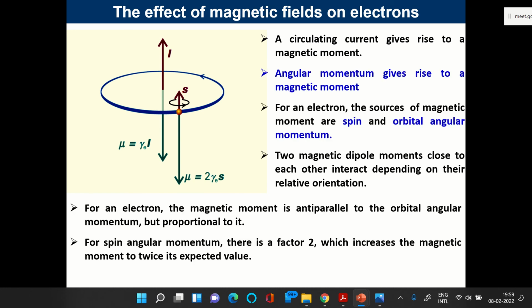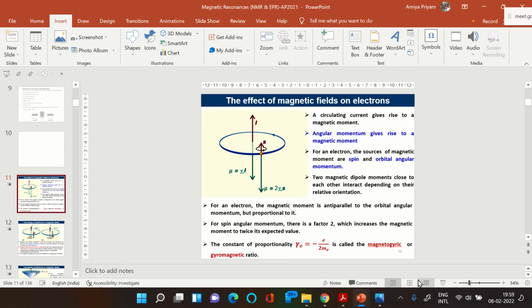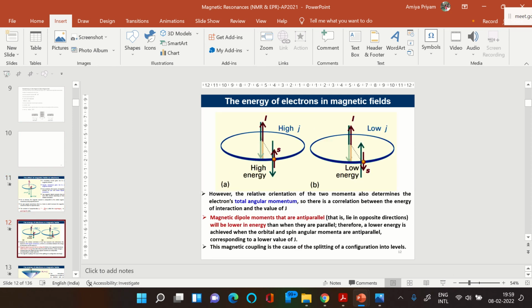So that's what we talked about. So we have the gyromagnetic ratio for the electron given by minus e by 2me, and that is gyromagnetic or magnetogyric, whatever you may call it. So the same thing can be understood.